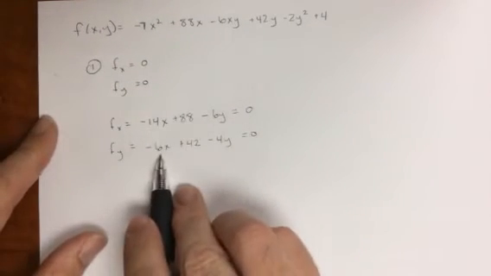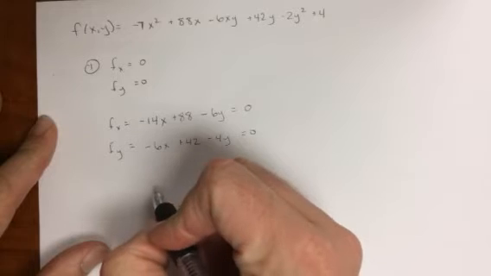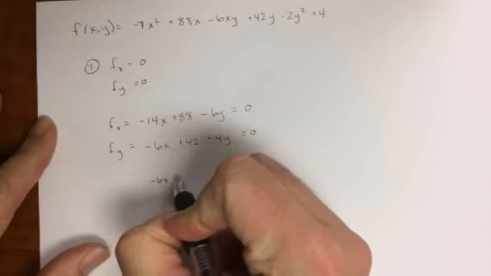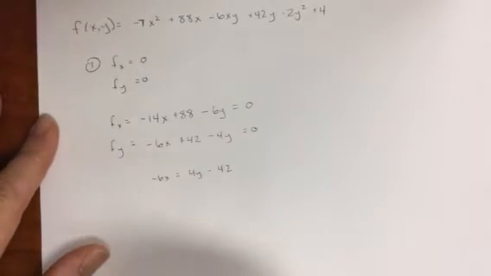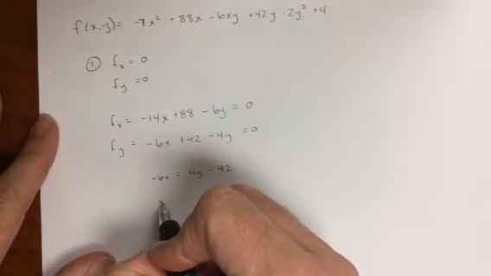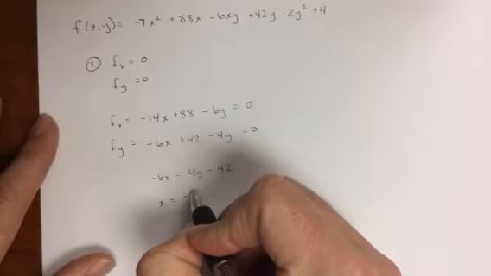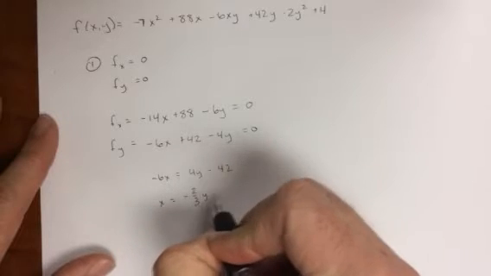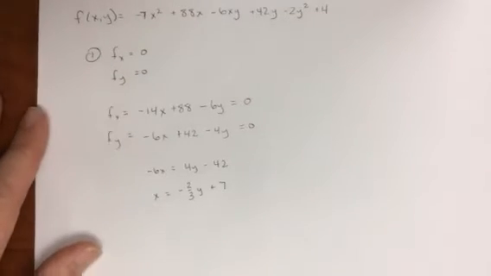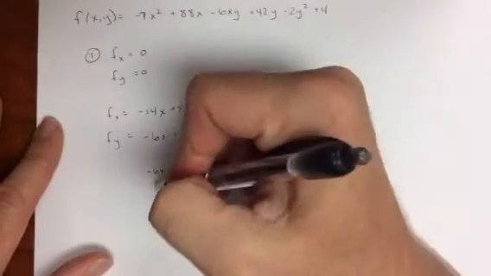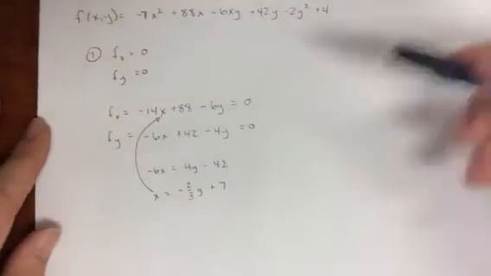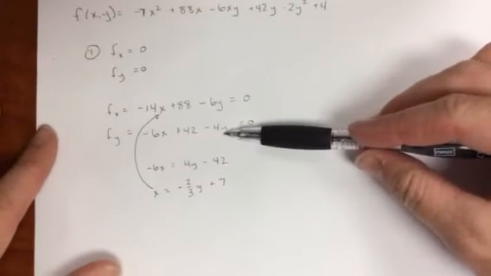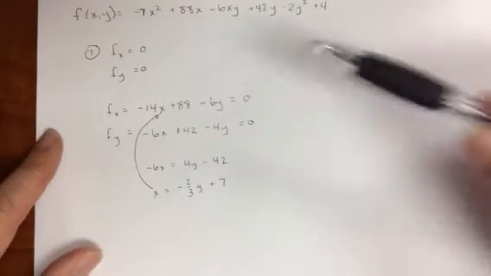So I'm going to solve this for x. So I'm going to get negative 6x is equal to 4y minus 42. Divide by negative 6. X is equal to negative 2/3 y plus 7. So now that I have this, I'm going to substitute that in for that x right there. So we use one equation to isolate the variable and plug it into the next equation.